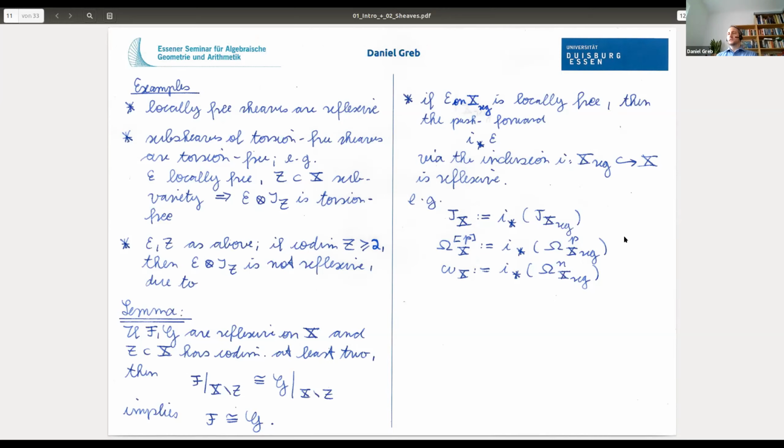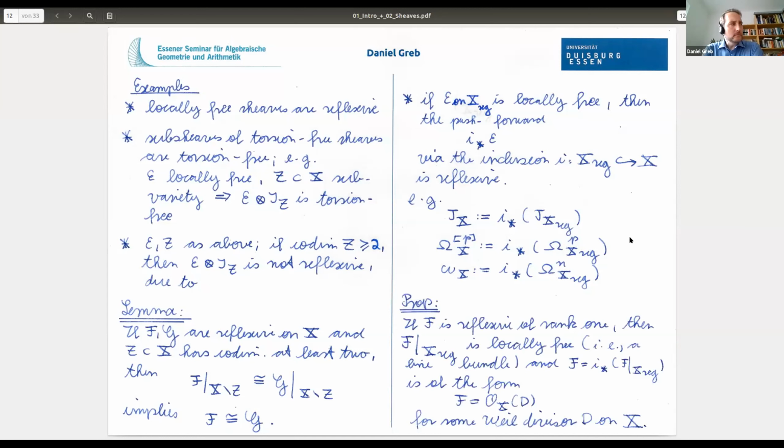And one special case of this second construction is small omega_X, which is just the special case p equals the dimension. So you look at the bundle of holomorphic n-forms on the regular locus, and you push it forward to X, and you get a reflexive sheaf, and the rank is 1 because you're pushing forward a line bundle. And so these are geometrically meaningful examples, and these are the things we're going to deal with, and that's why I want to consider reflexive sheaves. Or I have to consider reflexive sheaves once I leave the world of smooth manifolds and I deal with normal algebraic varieties.